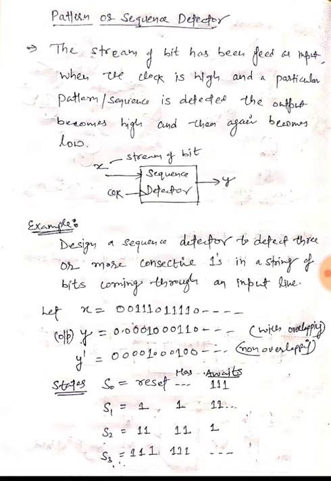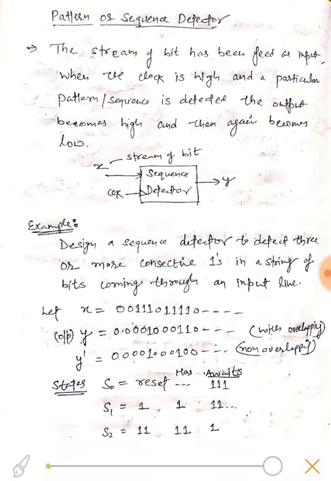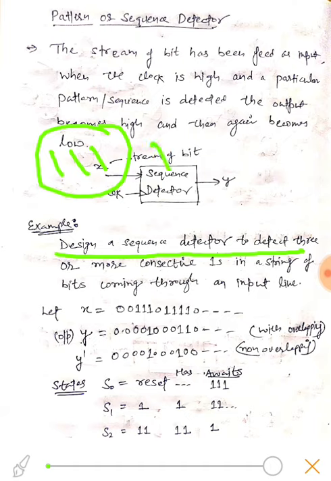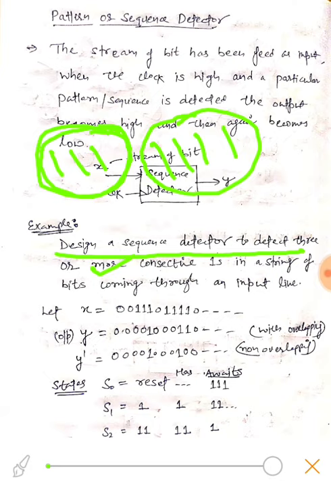So in this we have to design a sequence detector. We have to design a sequence detector to detect 3 or more consecutive ones, that is 1 1 1. This sequence we have to detect, or it can be 1 1 1 1, because we are given that 3 or more consecutive ones in a string of bits. So we have to detect this pattern, that is 3 ones or more than 3 ones consecutively.